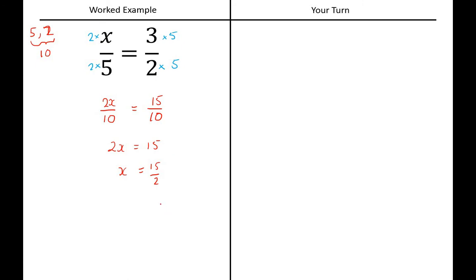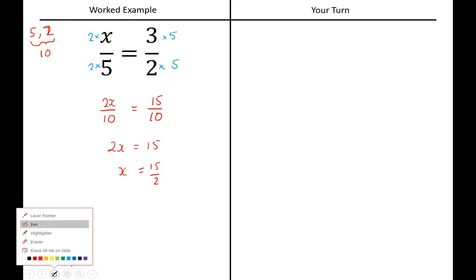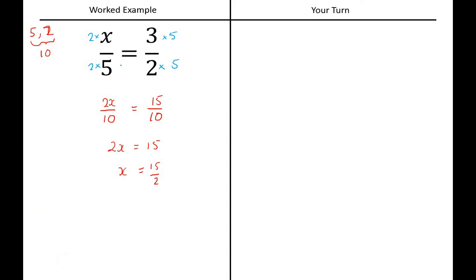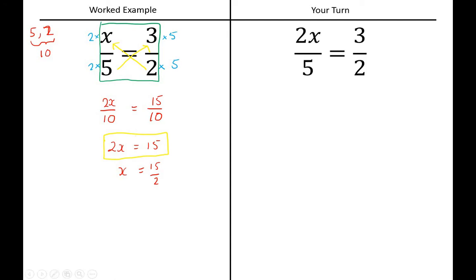Now, there's a slight shortcut, because we can miss the step where we find equivalent fractions if instead we use cross multiplication. So we take from the original equation, we're going to take the 5 on the left and multiply it by the 3 on the right. We take the 2 on the bottom right and multiply it by the x on the top left. And if we do that, you go straight to 2x equals 15. So it just saves you a bit of time. Right, you have a go at this question.